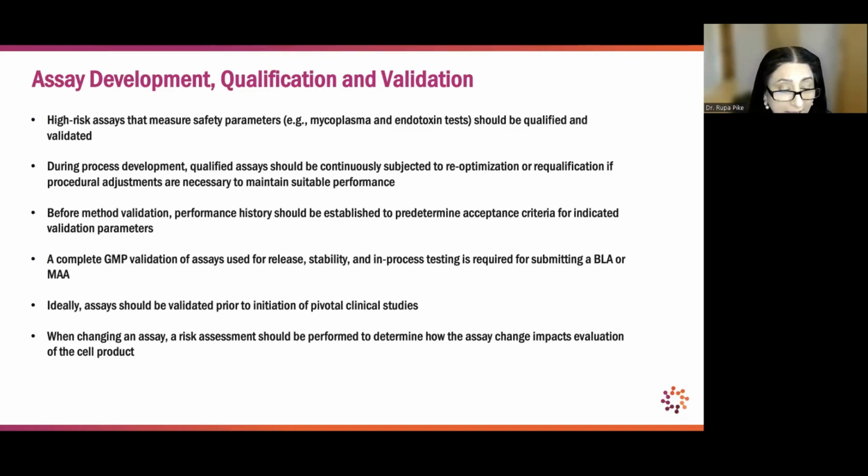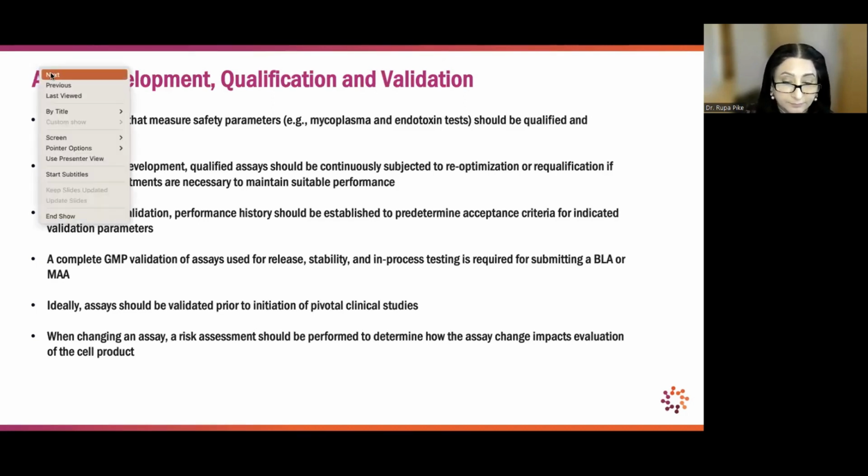High-risk assays that measure safety parameters, those would be mycoplasma, sterility, endotoxin, just to give examples, should be qualified and validated in a phase-appropriate manner. But now I have seen people say that maybe go to validation as soon as possible, if at all possible. And then when changing an assay, a risk assessment should be performed to determine how the assay change impacts evaluation of the cell product. Next slide, please.